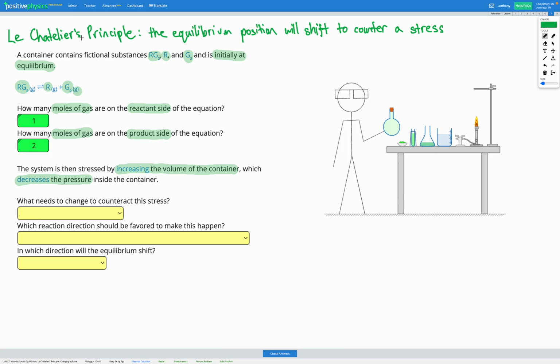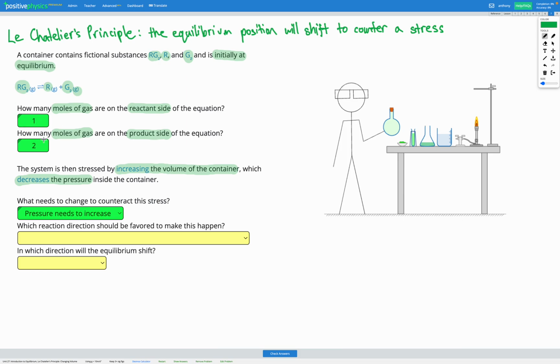So according to Le Chatelier's principle, the change that needs to happen is the opposite. If the pressure is decreasing, we need to increase the pressure to counter that stress. So we're always going to be having the opposite thing to whatever our stress was. So if the pressure decreased, therefore the change that needs to happen is that the pressure needs to increase. Okay, so if we need to increase our pressure, we need to increase the number of moles of gas.